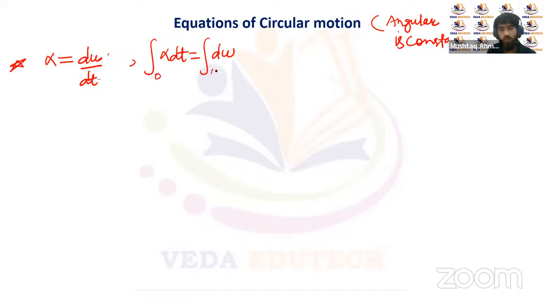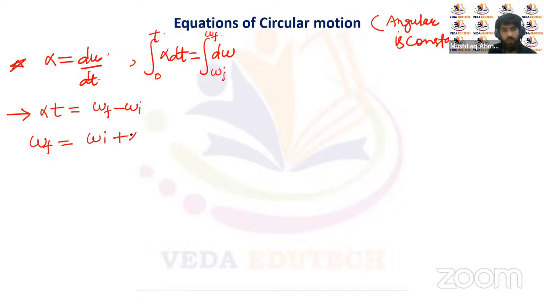The initial angular velocity of this particle was omega I, and there is some angular velocity at some final time t. Now, integrating, alpha is to be assumed constant. So alpha t will be equal to omega final minus omega initial. Or we can write the final angular velocity as the initial angular velocity omega I plus alpha t. So this equation is only valid if alpha is a constant.